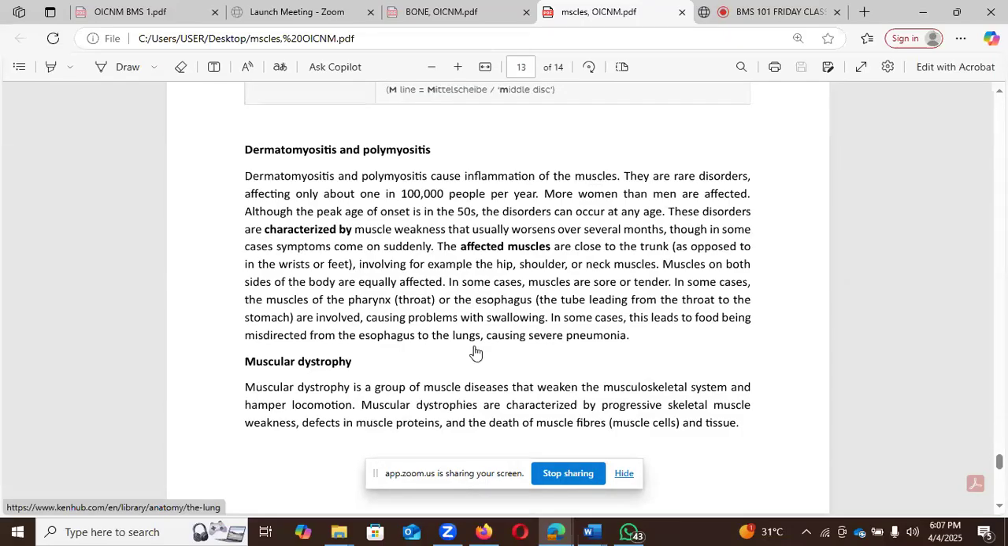You have lactic acid. Lactic acid can accumulate in a muscle. You also have pyruvate, pyruvic acid. Pyruvic acid can accumulate in the muscle.